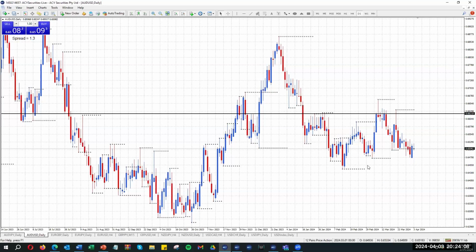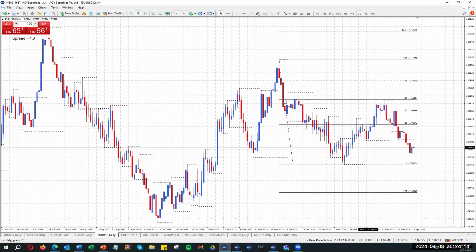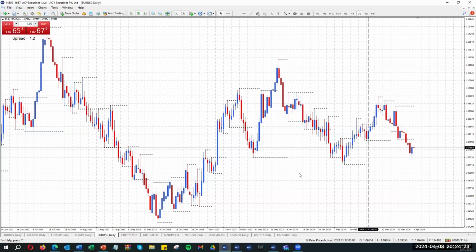All right, let's get into the euro dollar day chart now. There's the start of the month just here. And I've just got a fib drawn here. I'll just go through the higher time frames.